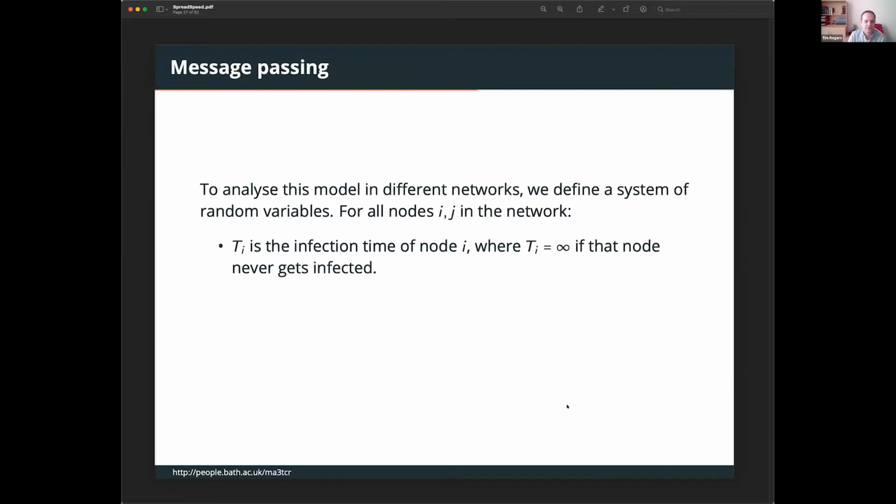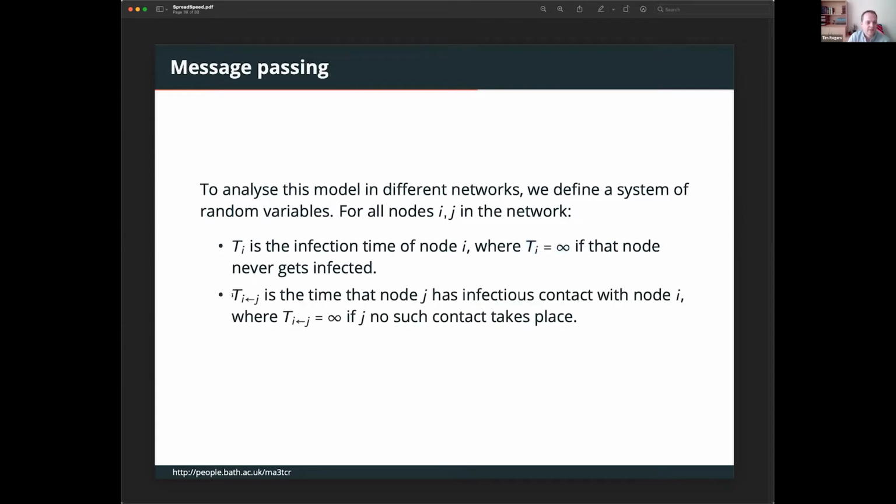So here's the idea. We're going to define a system of random variables that tells us the information we want from this model. So for all nodes, I'm going to have nodes i and nodes j. So T_i is going to be the infection time of node i. And I'm going to call that T_i equals infinity in the case that node i is never infected. So if it's a finite number, it's when it got infected. If it's infinity, that means it never got infected. And then T, and I'm going to use this notation that has a subscript i from j, that's the time that node j has infectious contact with node i. And again, I'm going to use infinity in the case that no such infectious contact takes place. So that subscript is telling you the direction of the transmission of the disease, okay?